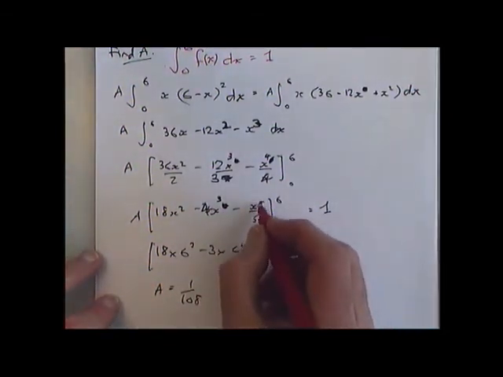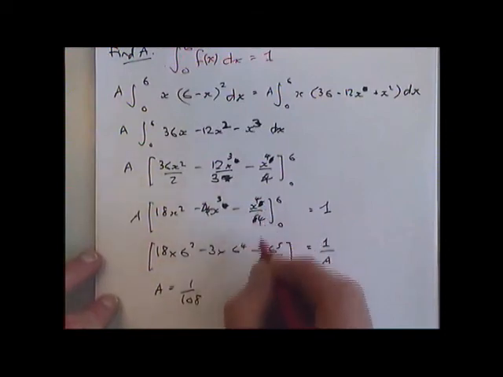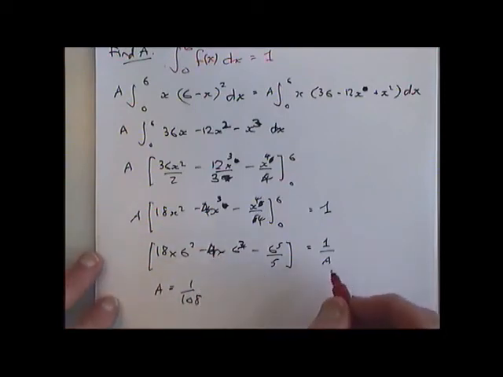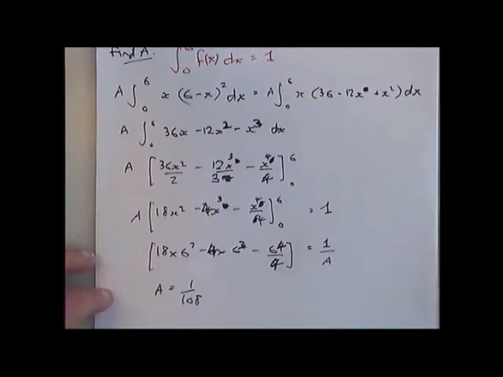Got that bit right. There we are. I think I've done my corrections. A is 1 over 108. Okay, I think I've corrected that if anybody wants to check.